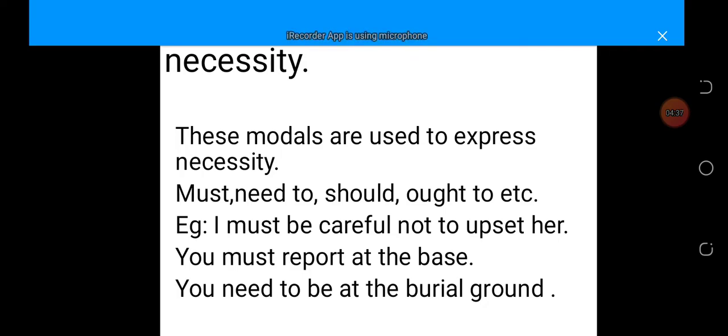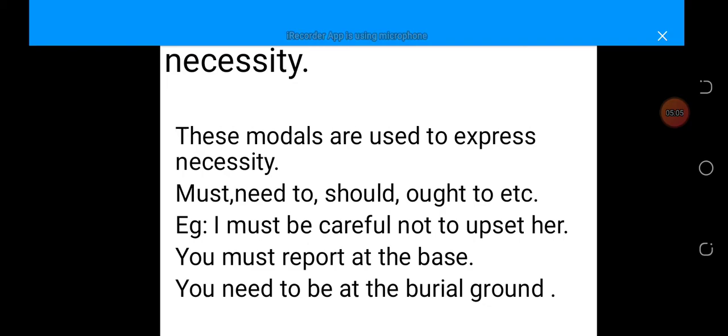So we have: I must be careful not to upset her. It is needed. You can't just afford to upset the person, to get the person angry. Then the next one: you must report at the base. You cannot afford to miss. You must be there. Then we also have: you need to be at the burial ground. You need to be there.